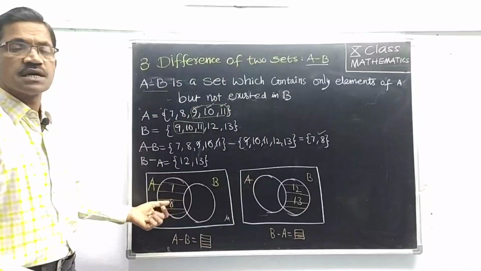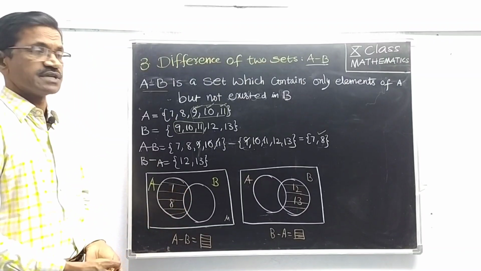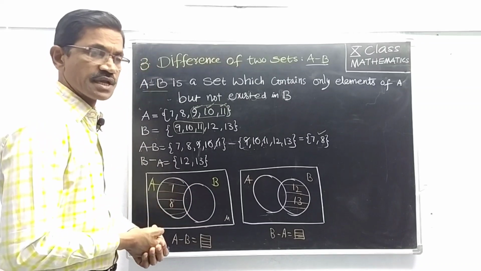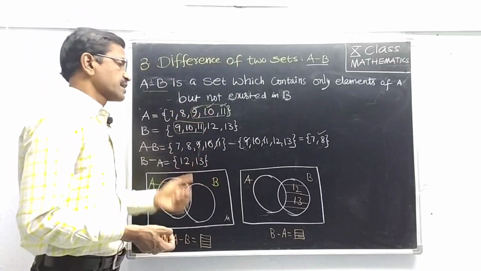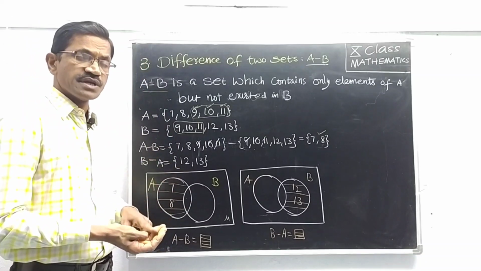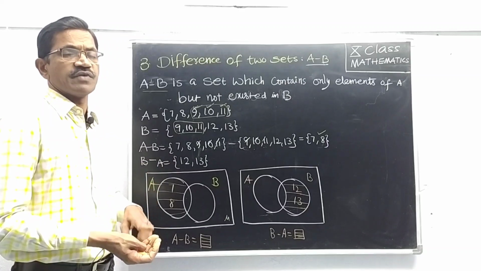So this part is called B minus A. And this part is called A minus B. And this part is called A intersection B. If we take these three parts, that represents A union B. In this way, we can represent A union B, A intersection B, A minus B and B minus A by Venn diagrams.